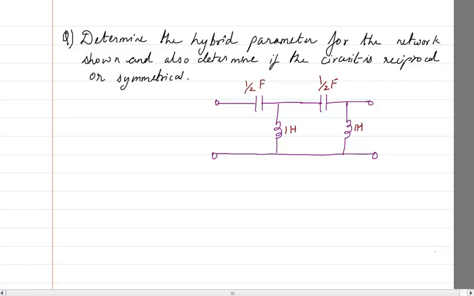Hello everybody. Next, let us look at a problem of hybrid parameters for two-port network. So here we have a question which asks us to determine the hybrid parameter for the network shown and also determine if the circuit is reciprocal or symmetrical. So first we need to find out the hybrid parameter, then we'll look if it is reciprocal or symmetrical.